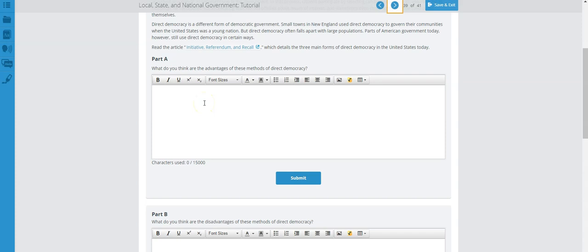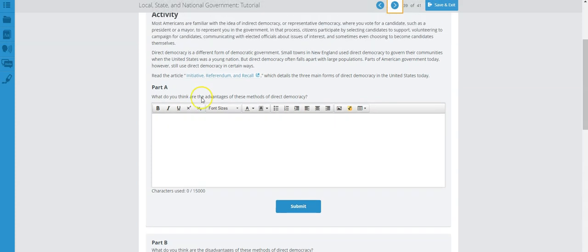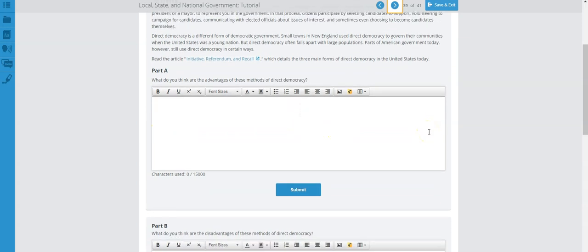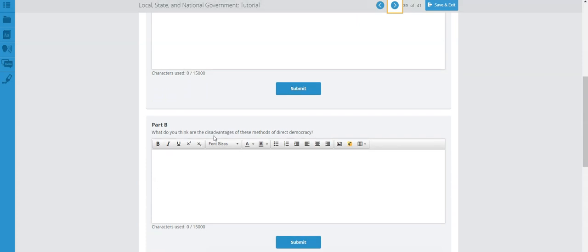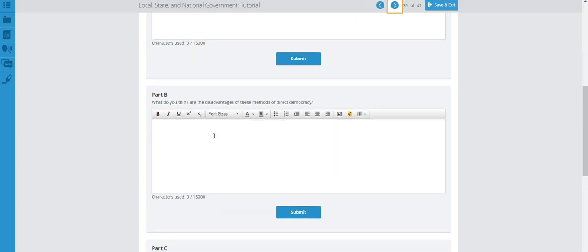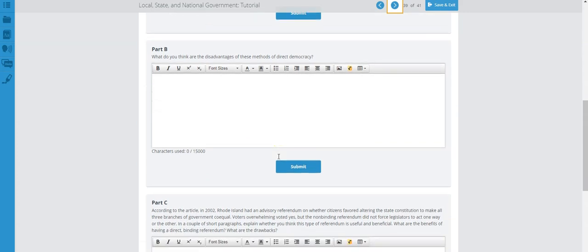Part A. What do you think are the advantages of these methods of direct democracy? You have to look at this link over here, and that will help you answer these questions. Make sure that when you're answering, you look at all of the information, and because you should have taken notes on that information, it should be fairly easy for you to write a good paragraph here. And when I say a good paragraph, I mean at least 5 sentences, and they have to be strong, solid sentences. Please do not write one sentence, because that will show your teacher that you're not really comprehending the question and the content.